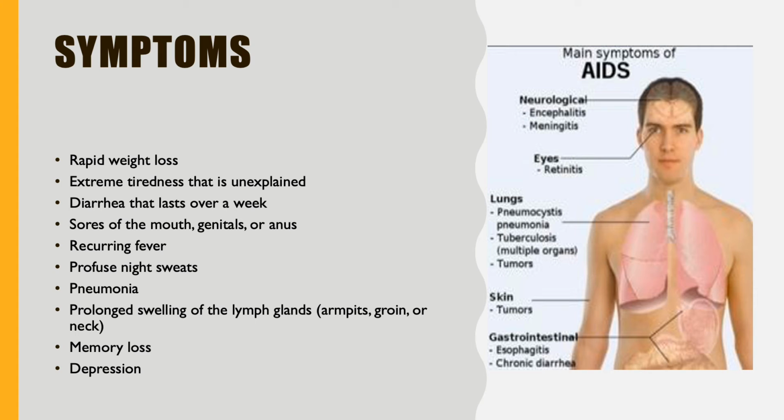The symptoms of AIDS are more severe, and they can include rapid weight loss, extreme tiredness that is unexplained, diarrhea that lasts over a week, sores of the mouth, genitals, or anus, a recurring fever, profuse night sweats, pneumonia, prolonged swelling of the lymph glands in the armpits, groin, or neck, memory loss, and depression. There are also neurological symptoms of AIDS that can include encephalitis and meningitis, also retinitis in the eyes, pneumonia and tuberculosis in the lung, tumors of the skin, and chronic diarrhea.